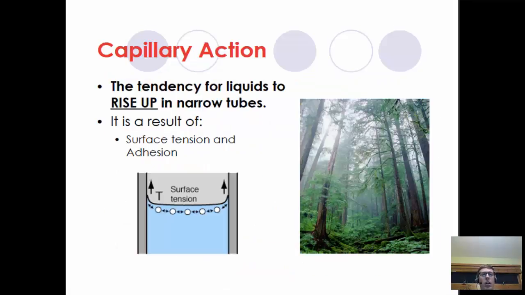Capillary action is the tendency for liquids to rise up in narrow tubes. As a result of this, their surface tension and adhesion are what's going to cause that. And surface tension is really just cohesion, where the water molecules want to stick together. Adhesion is the water sticking to the sides. This is why we have a meniscus in a graduated cylinder.